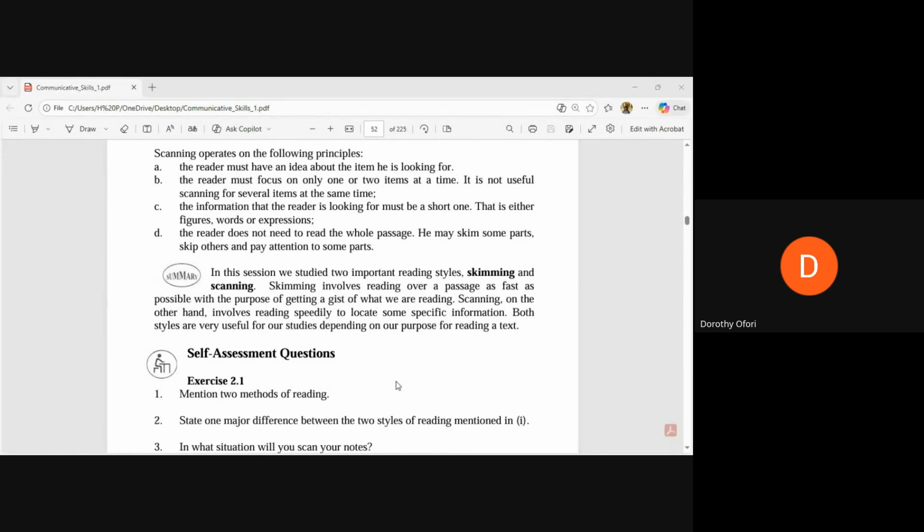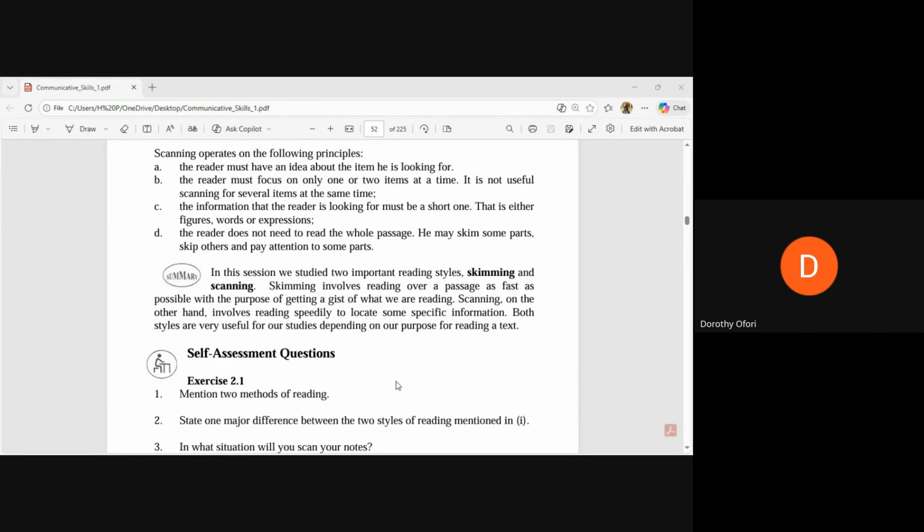But mind you, skimming, you can skim by reading the entire passage to get the idea. But you don't focus on words or phrases. You focus on what it's about. And it is very fast. Sometimes when you skim, you even forget a word in the passage because you didn't pay attention to those words. Okay.